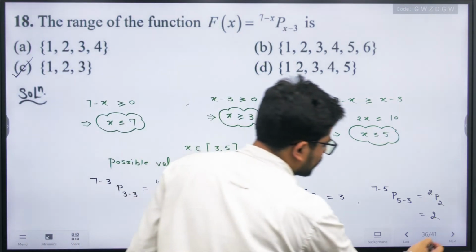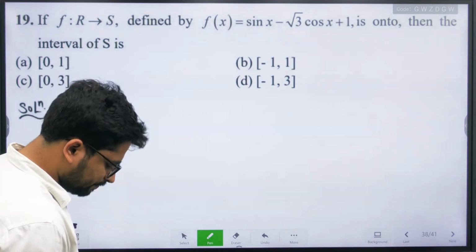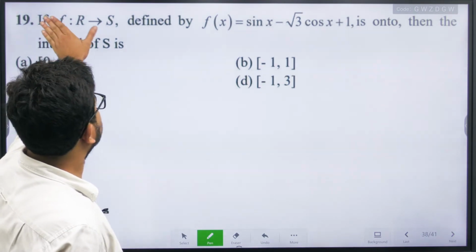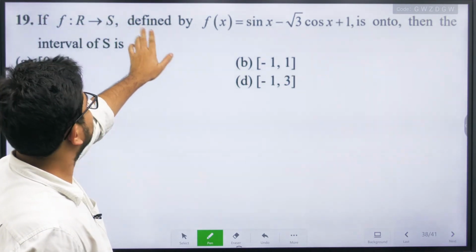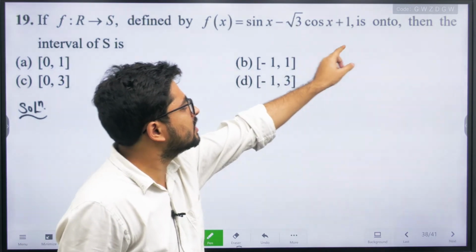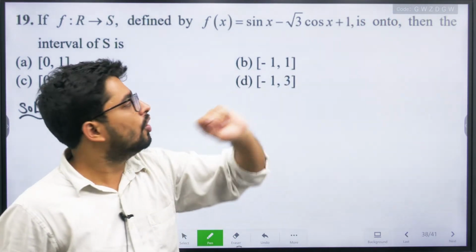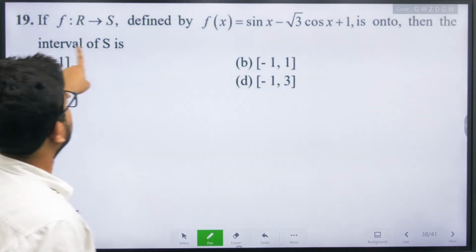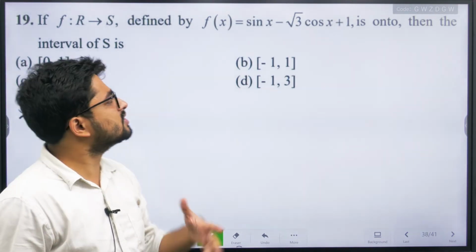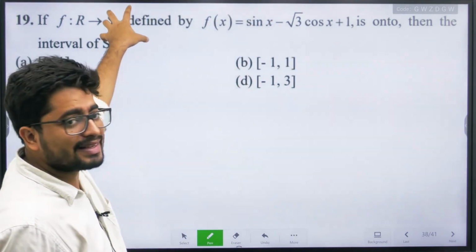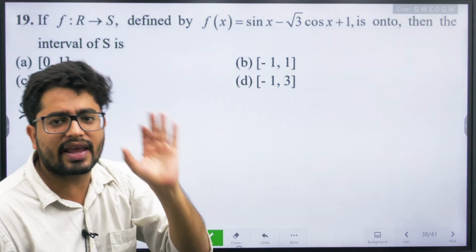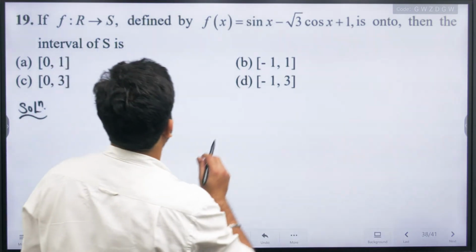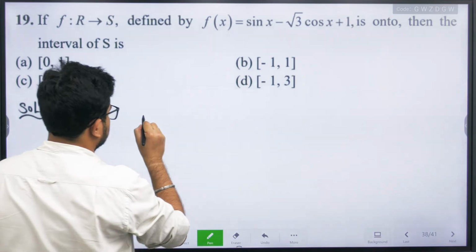Okay. Now let's do the next one. Next is here, and you have to find what? First of all, you have some function from R to S defined like this that is onto. Onto means your range and codomain are both the same. Then the interval of S is what? You have to find S, which means if the function is onto, the codomain is equal to the range, so you have to find the range of this function. Okay, so how can we find this range? So you can say sin x minus root 3 cos x.